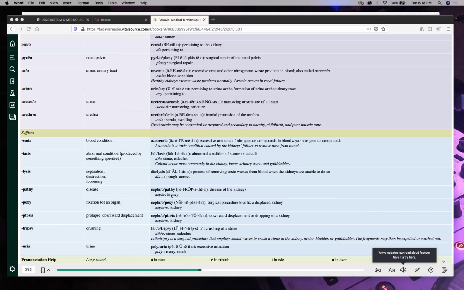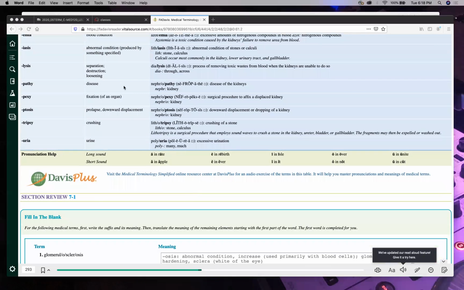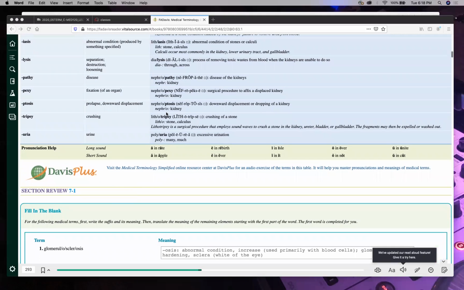Lysis, we already went, pathy, disease. So if my patient has a nephropathy, they have a kidney disease. Nephropexy, what am I doing? I am fixating, or I'm like sewing or kind of gluing the kidney in its place. Nephroptosis is when one of the kidneys droops down further than where it should.